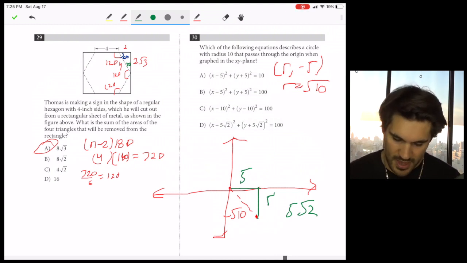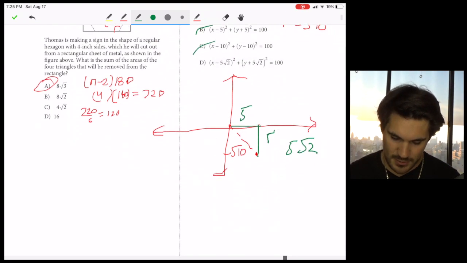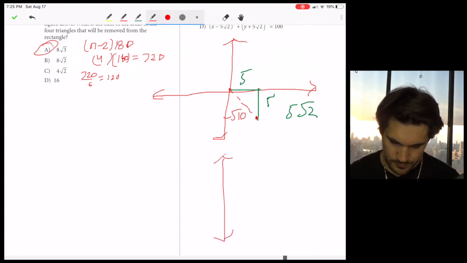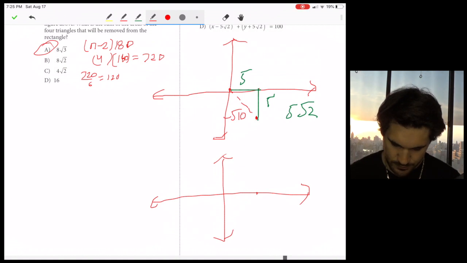So I'll tell you right now that A, B, and C won't work. But to prove it, let's try out answer choice D. Let's draw another one of these graphs. And we'll say that this is 5 root 2. This is -5 root 2. So this would be our little radius, which would need to be 10.